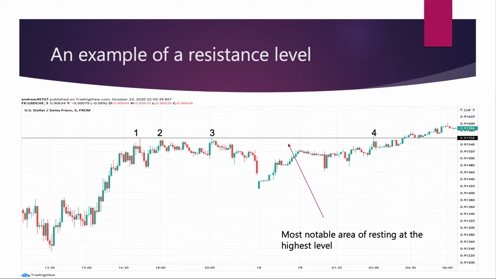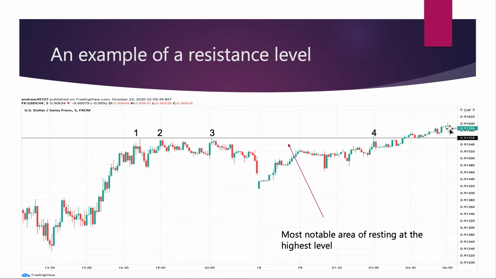So again, what we want to look for is the most touches. So as you can see, we've got 1 touch, 2 touch, 3 touch, and 4 touches of this level. So we now know without looking at the rest of the market that this is a credible level of resistance. Okay, it's literally as simple as that, guys. All right. And obviously you can see after the fourth touch, price broke through this level. It's now no longer a credible level of resistance.